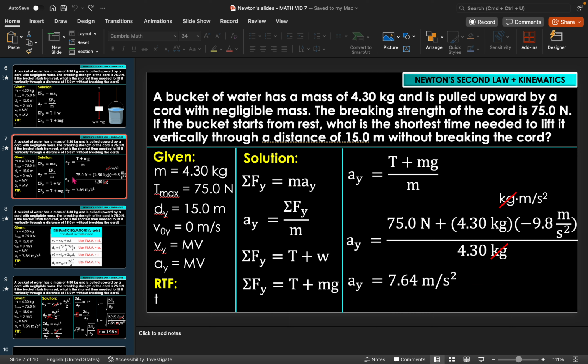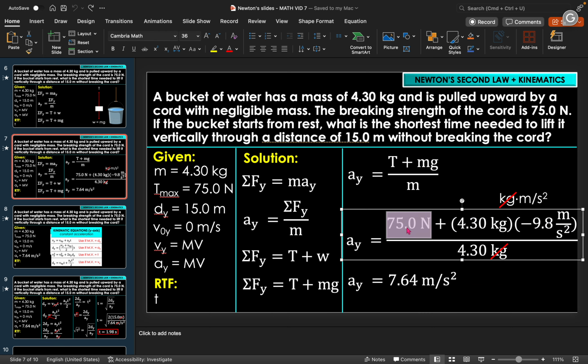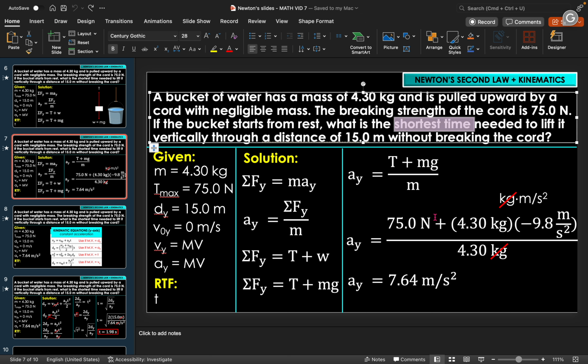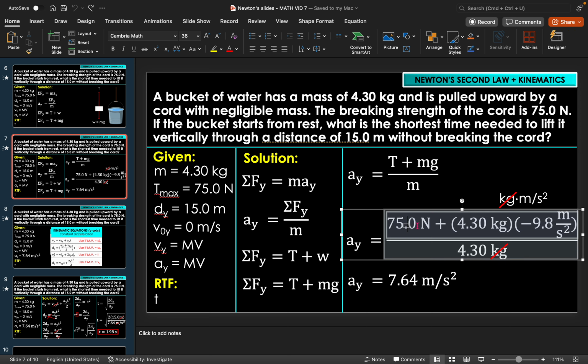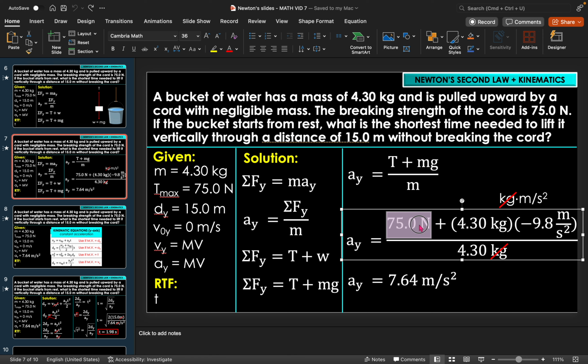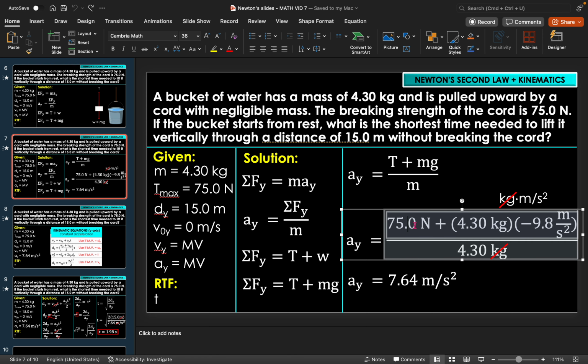Yes, that's true, because if you look at this, you remember we used 75.0 newtons because we wanted to have the shortest time possible lifting the bucket upward. So we maxed out the breaking strength of the cord. But if you want to be safer, let's say you're paranoid, I don't want to break the cord, maybe I should pull it slower. That makes sense. The right strategy to lessen the probability of breaking the cord or exceeding its breaking strength is by increasing the amount of time that you're giving it an upward pull.